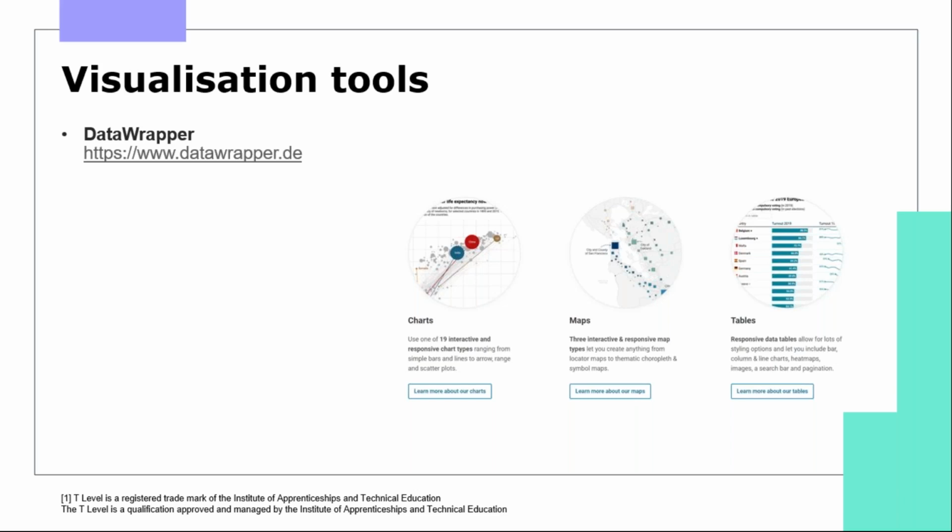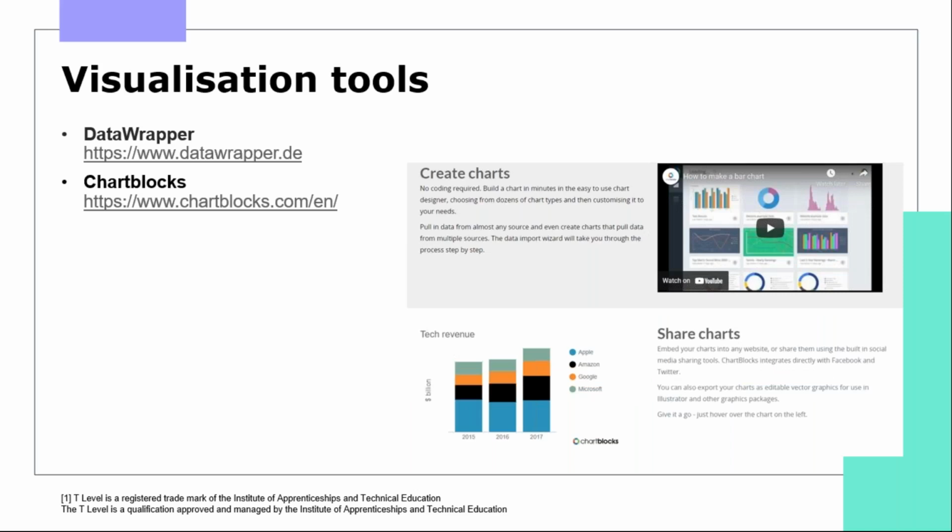Data Wrapper lets you create charts from, I think they've got about 19 different styles of maps and tables in there. It's quite easy to use, great for doing visualization. So if they just want to pull some charts together for putting in a report or a presentation. The only drawback is you can only export your graphs as a PNG file if you're using the free version.